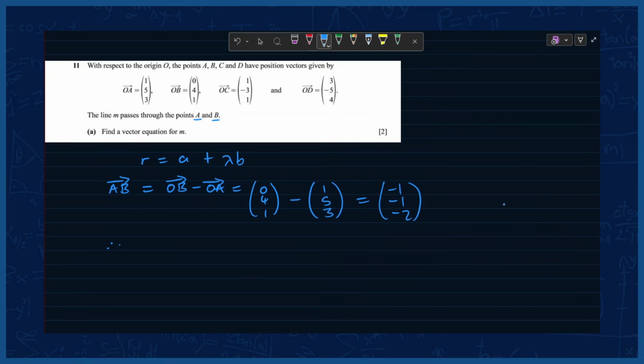So we can conclude that therefore r, the equation for M, is r is equal to our point. You can use OA or OB. I'll use OB because it's simpler. So (0, 4, 1) plus lambda times our direction (-1, -1, -2), and that's our final answer for part A.